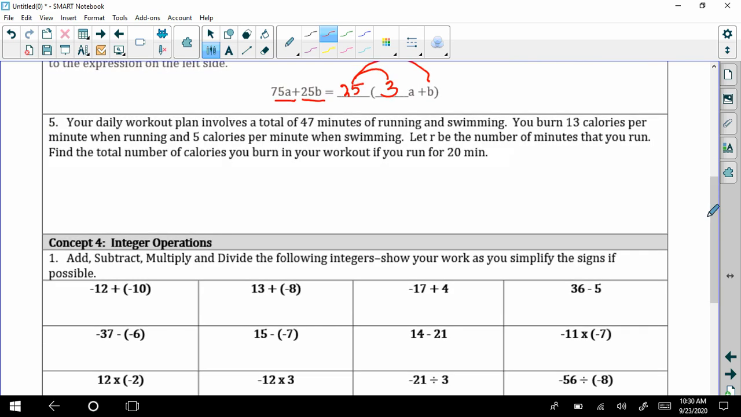Your daily workout plan involves a total of 47 minutes of running and swimming. So I've got 47 minutes of running and swimming. So I'm going to say running, swimming. You burn 13 calories per minute when running. Okay, and that goes with that. And 5 calories per minute when swimming.